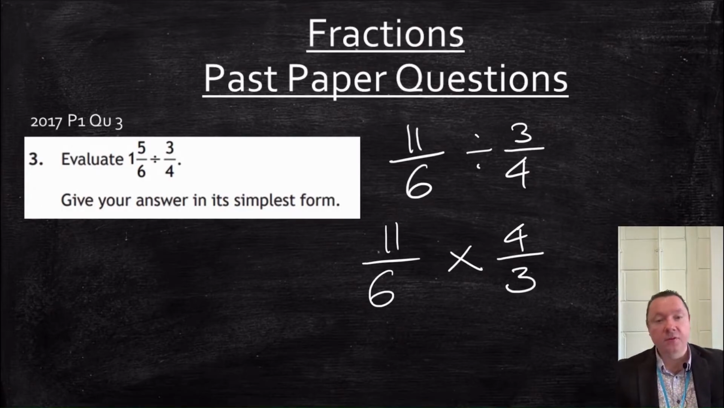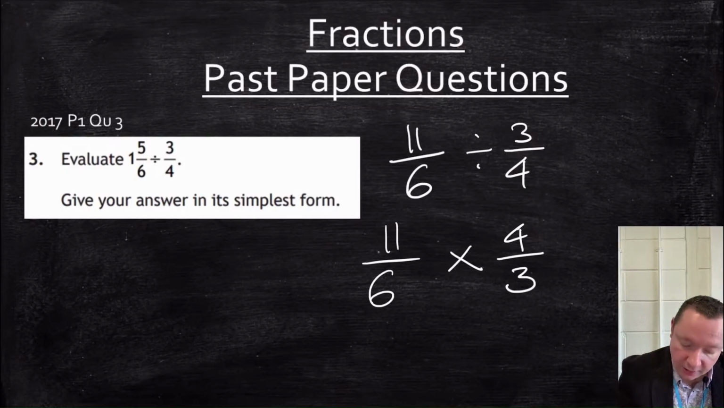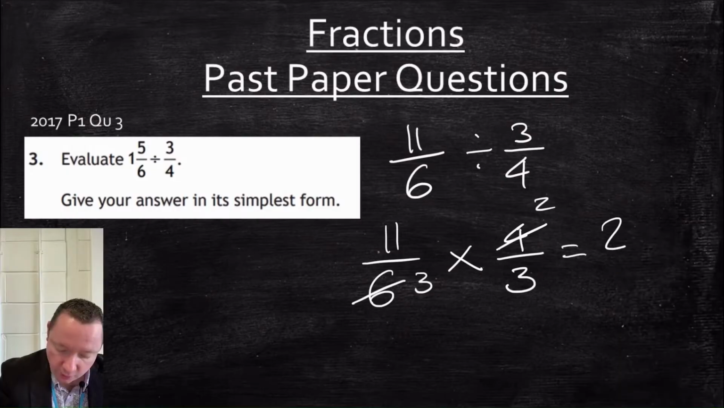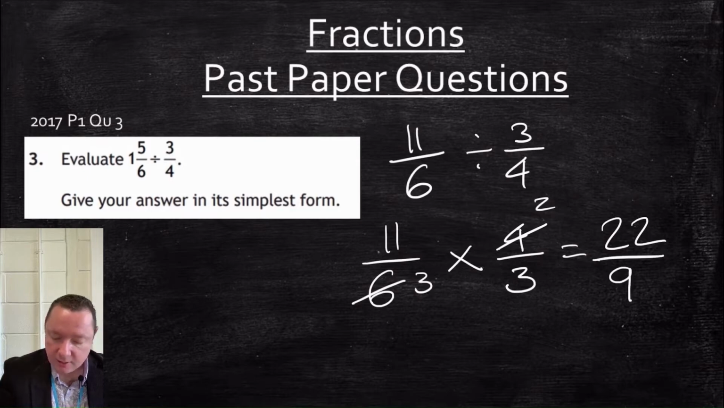We can now simplify in advance or at the end. So I can divide this one by 2 to get 2, this one by 2 to get 3. And then our final answer becomes 11 times 2 is 22, 3 times 3 is 9. Just double check there's no more simplification. There is not.